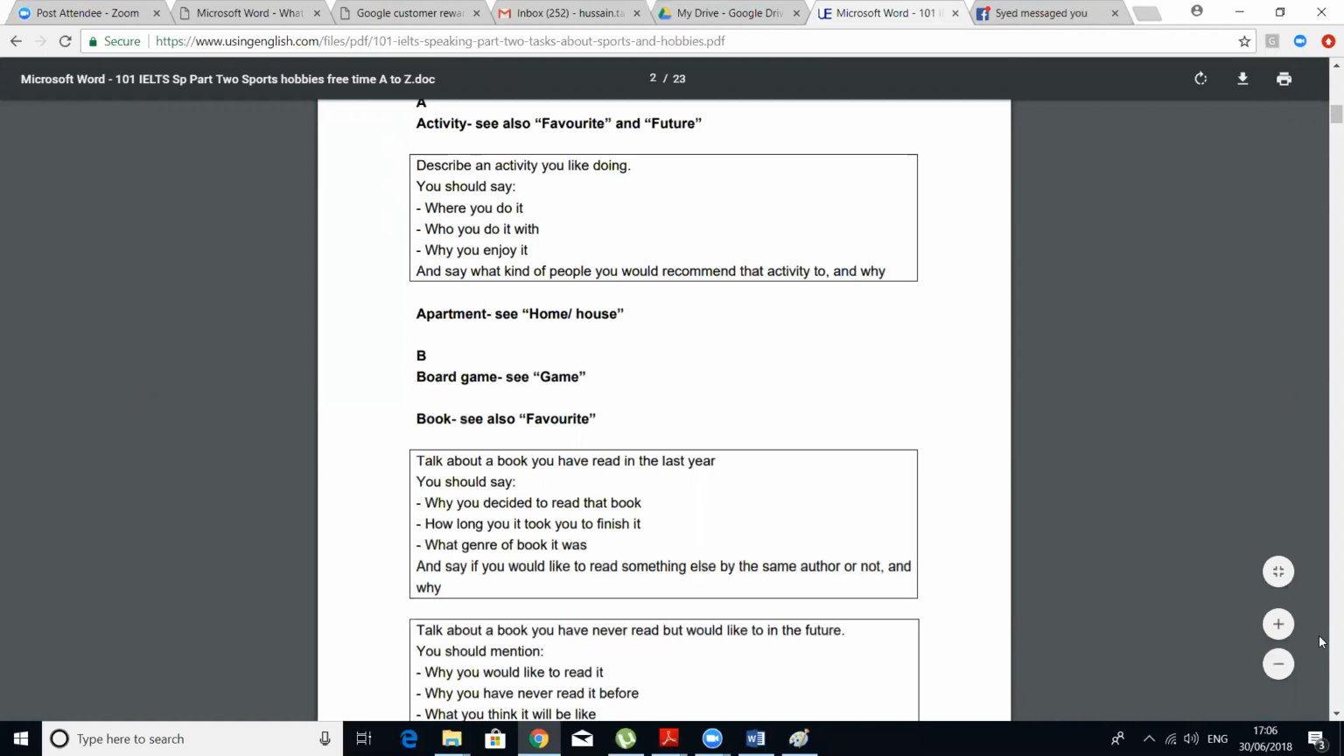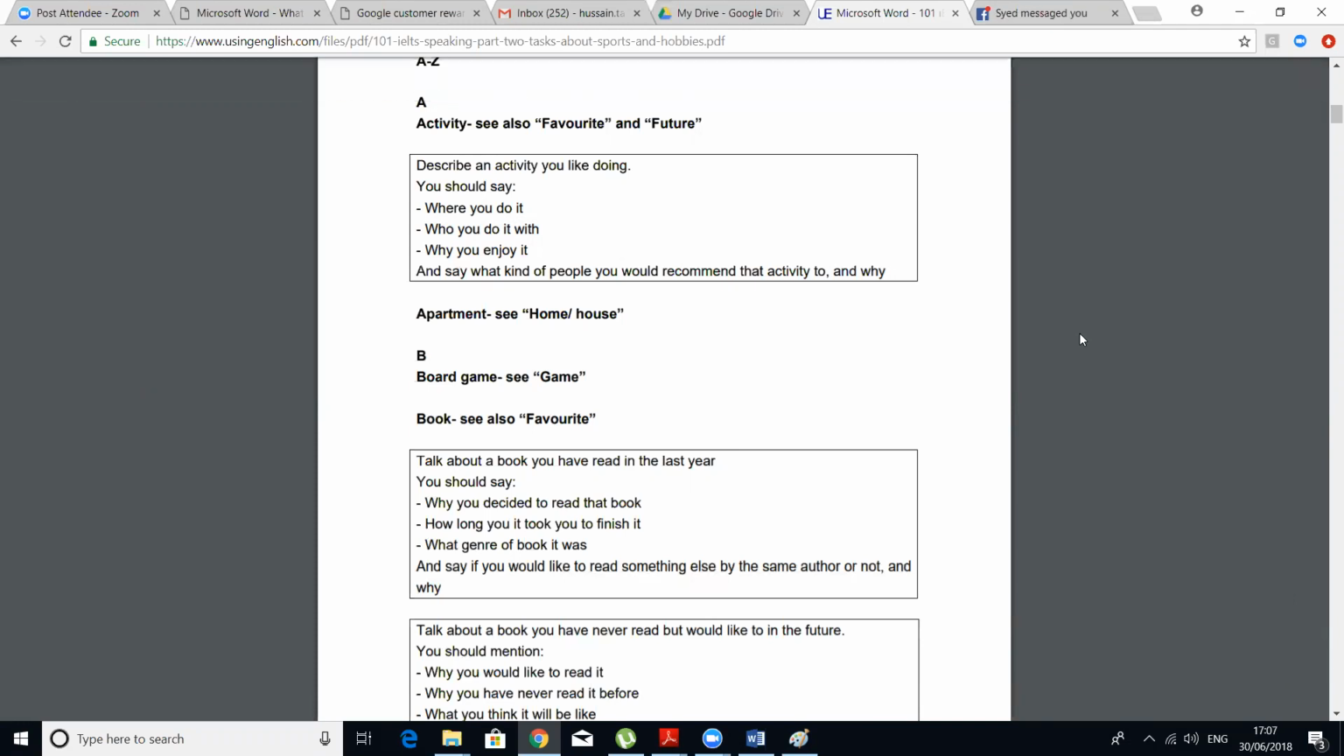Positive effect on people. So the question is, do you think that a healthy activity can bring a positive effect on people? Okay, can you please write your question on a piece of paper?